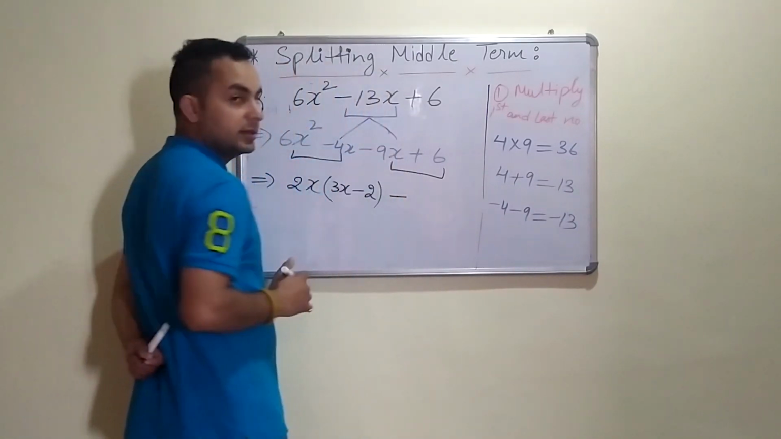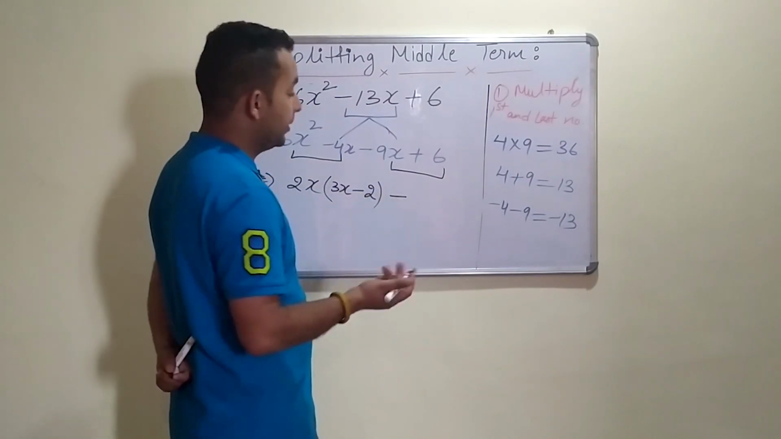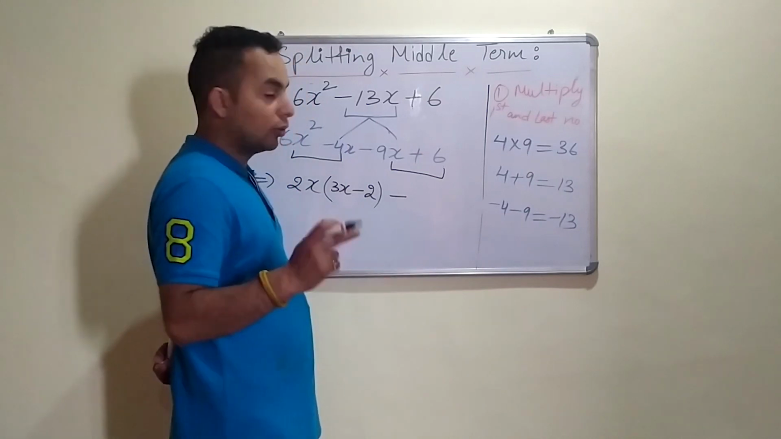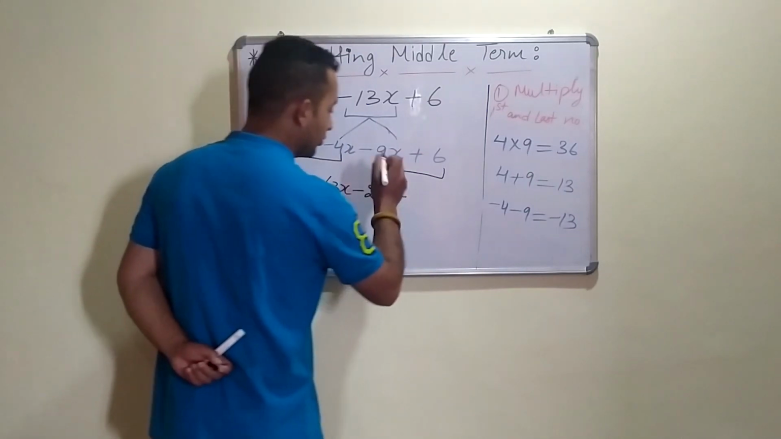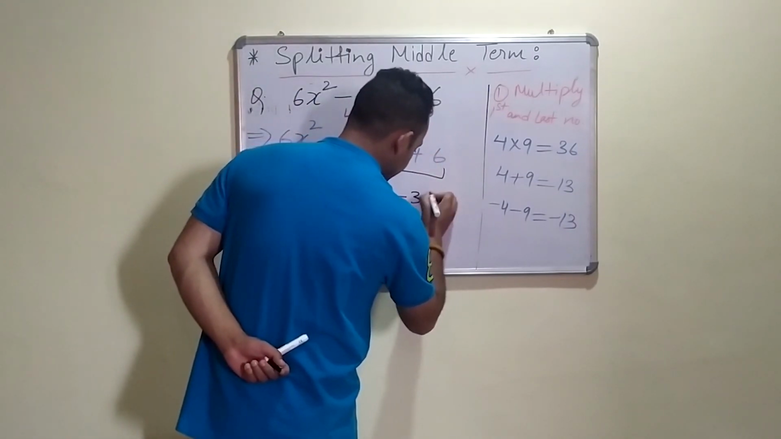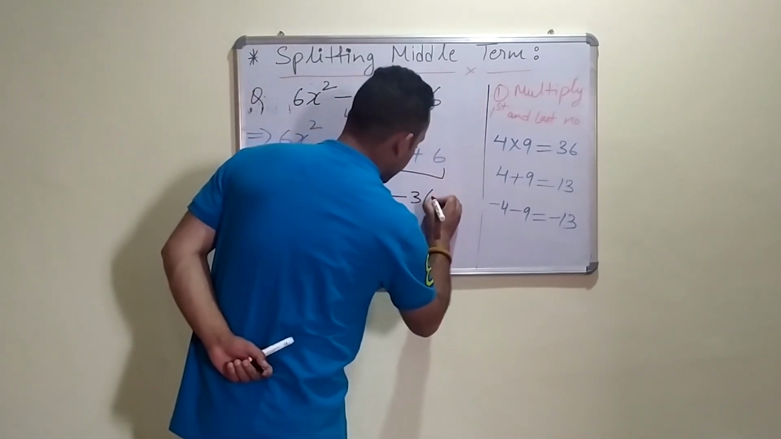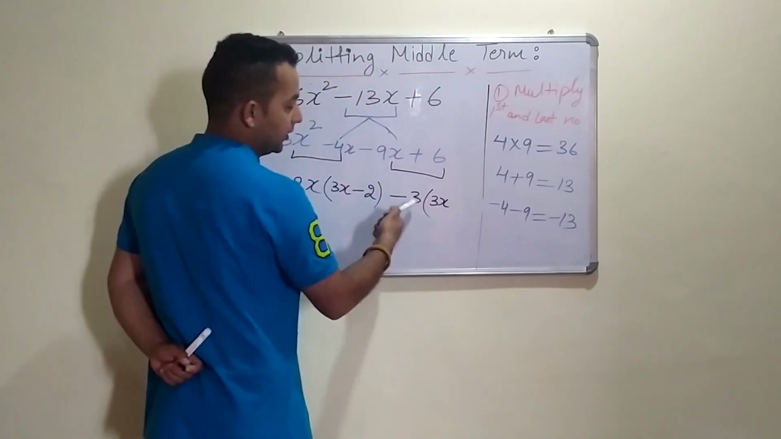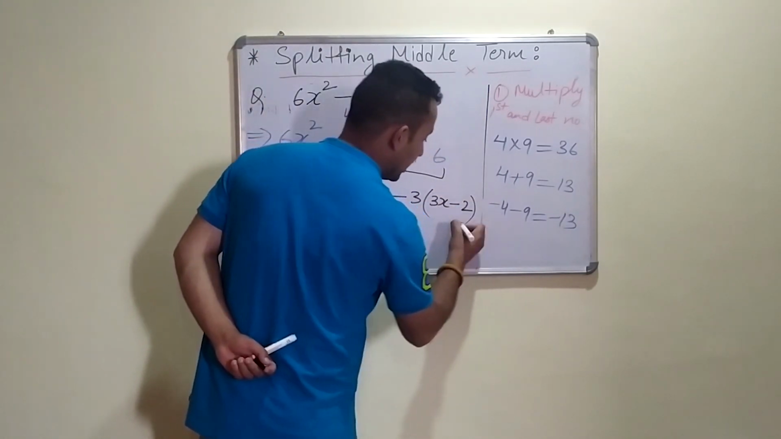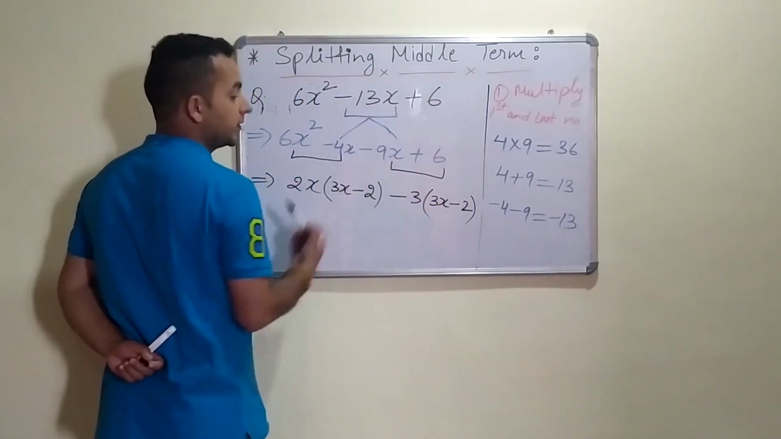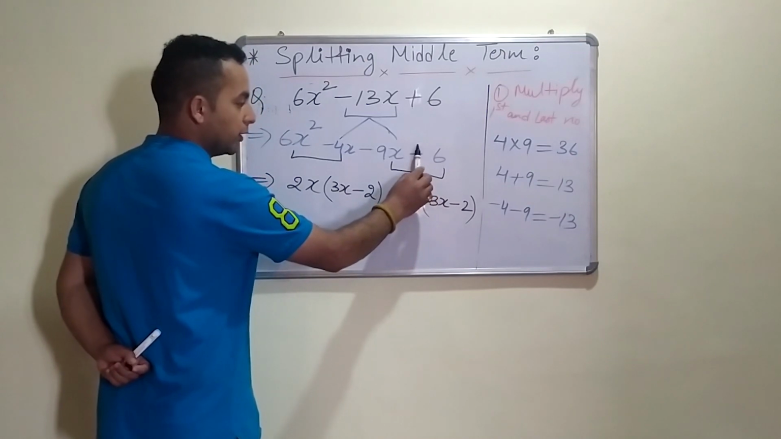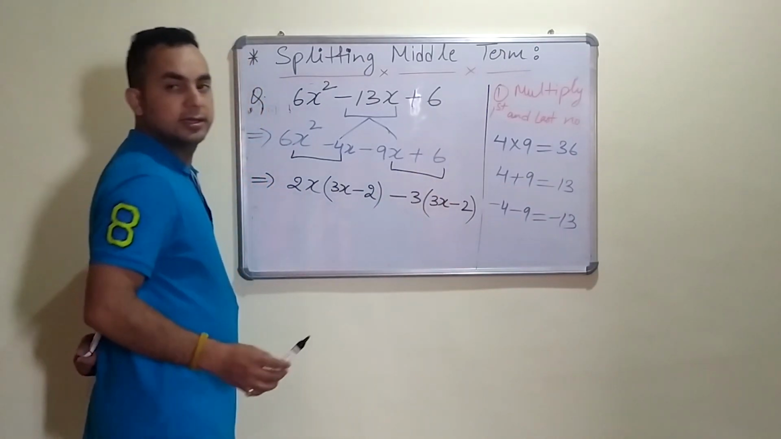On the other side you have negative 9x and plus 6. So 9 and 6 both come in the table of 3. The common number between 9 and 6 is negative 3. So negative 3 will multiply with 3x to give negative 9x, and negative 3 will multiply with negative 2, and then you will get the product positive 6, because multiplication of two negative numbers is always positive, and 3 times 2 is 6.